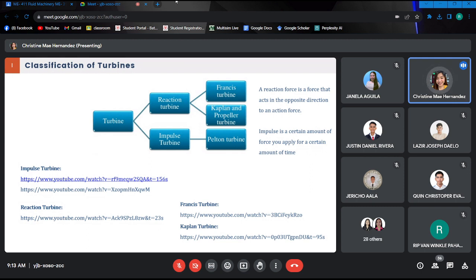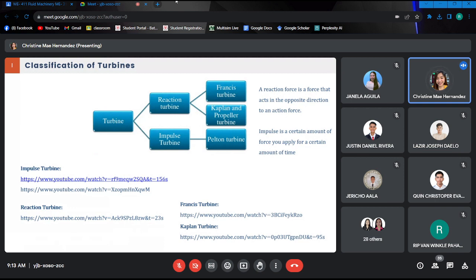Pag sinabing reaction turbine, meron siyang reaction forces. So si reaction force is a force that acts in the opposite direction to an action force. So meaning, as the water crosses the curved blades of the runner, the water is deflected sideways slightly. So this causes the water to lose some of its whirl motion. So the process of water being deflected through the runner blades results in a force that pushes the blades in the opposite direction as the water is deflected. So itong reaction forces na to is like Newton's third law of motion.